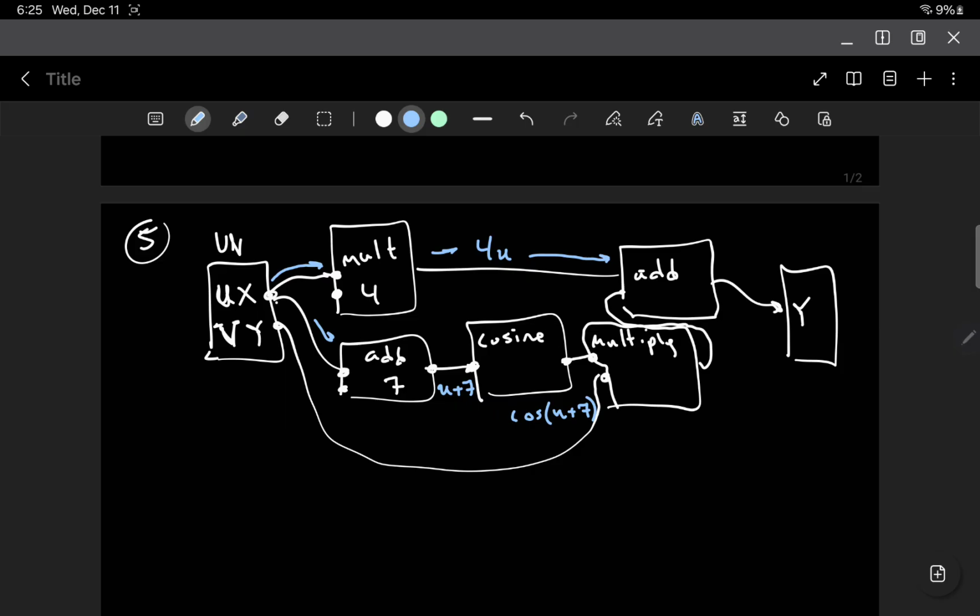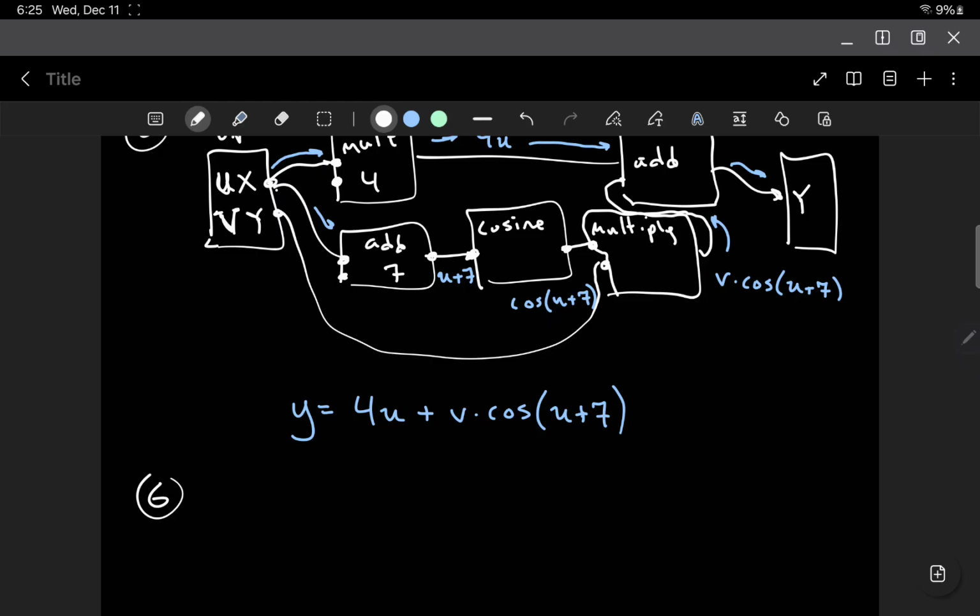And then that gets multiplied by V. So this is going to be V times cosine U plus 7. The very last thing that happens is we add those two values. So that's going to look like Y equals 4U plus V times cosine of U plus 7. So we really want to think about these as being inputs and outputs for each of these little machines that either multiply or add or do something else.